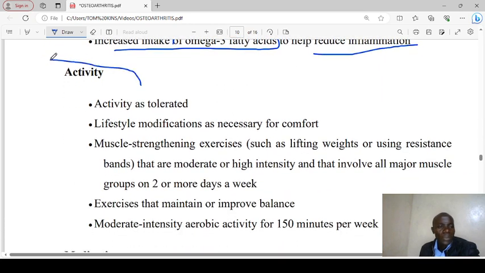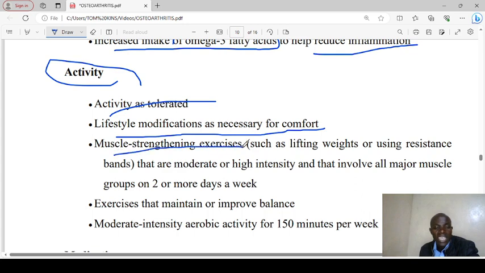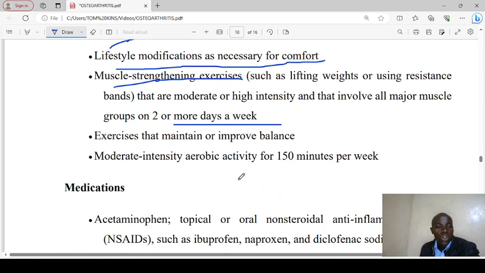Okay, so next we have activity. Activity should be as tolerated. We need to have lifestyle modification as necessary for their comfort. We also need muscle strengthening exercises like lifting weights, using resistance bands that are moderate or high intensity and that involve all muscle groups on 2 or more days a week. Also need exercises that maintain and improve balance, and moderate intensity aerobic activity for at least 150 minutes per week.